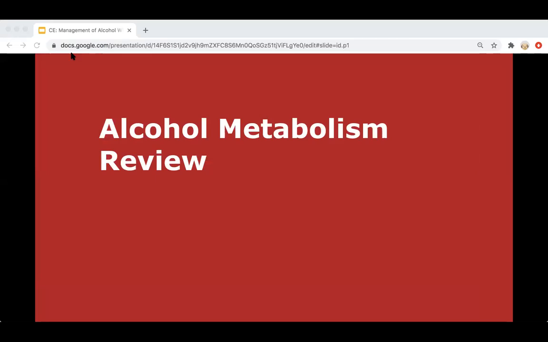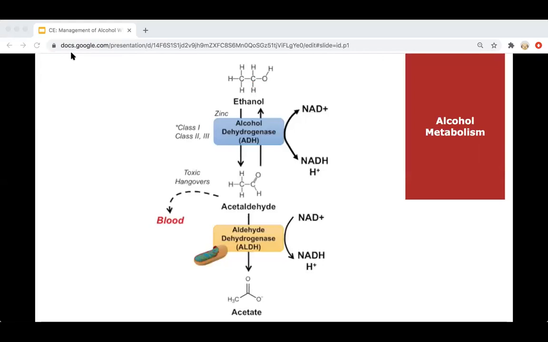So I'm going to dive into the actual metabolism now, just a little review of what happens when we drink alcohol. This is the alcohol metabolism pathway that is in our body. Alcohol and ethanol are going to be used interchangeably. The first step, ethanol into acetaldehyde, occurs in the cytosol, and then acetaldehyde to acetate occurs in the mitochondria.